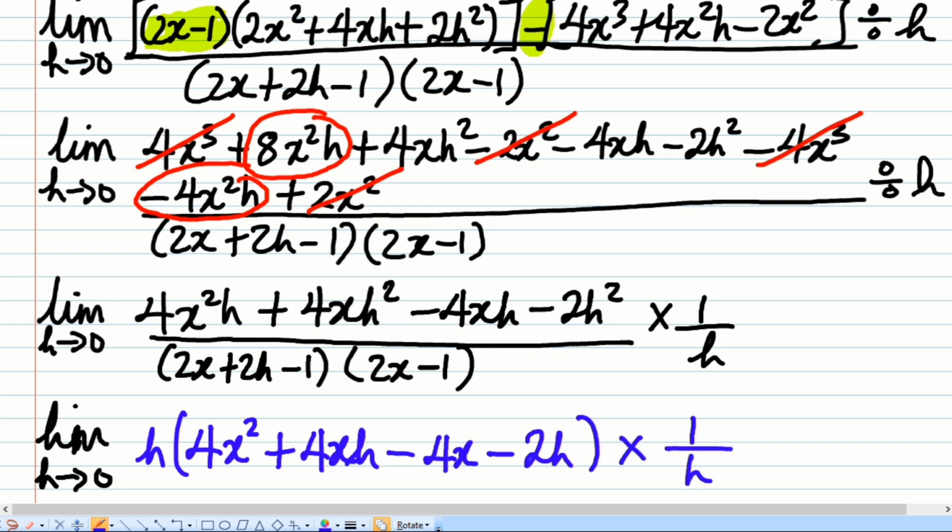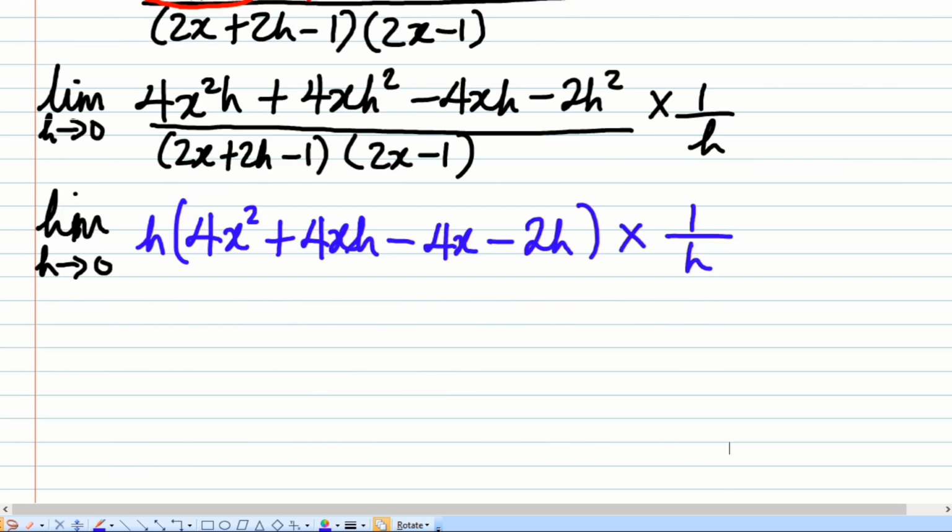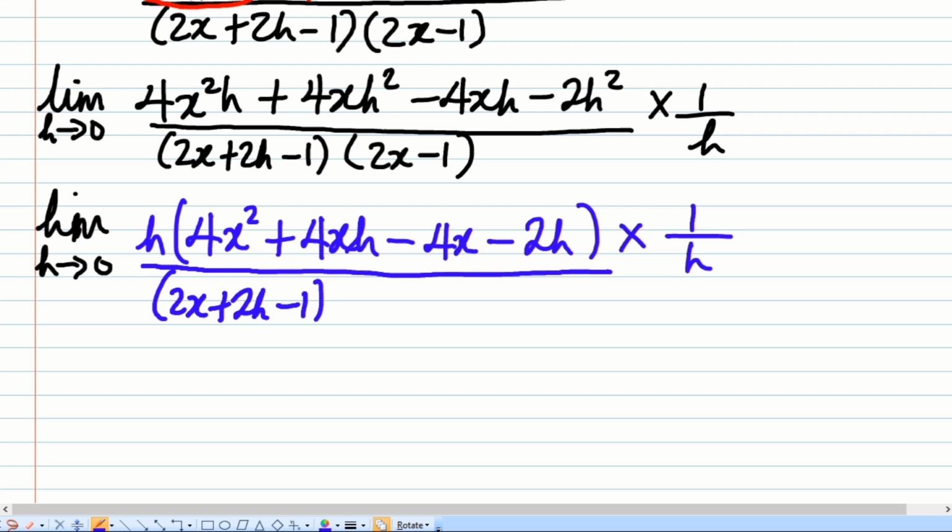And I'm making more space there. Again, this is all divided by 2x plus 2h minus 1 into 2x minus 1. Notice that I can now say h cancels h. Wow, this is not difficult, right? But it might be unnecessarily long. So now that I've cancelled that h, I can now allow h to go to 0. So bye to the limit as h tends to 0.